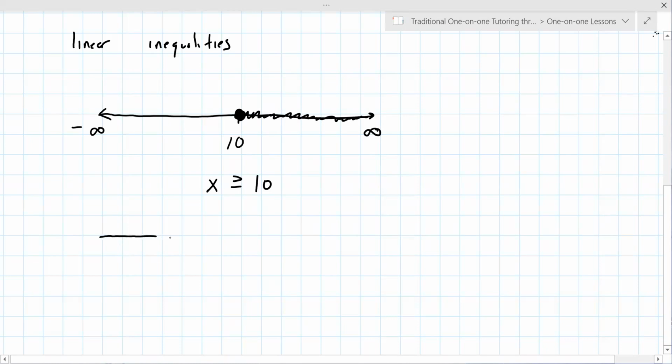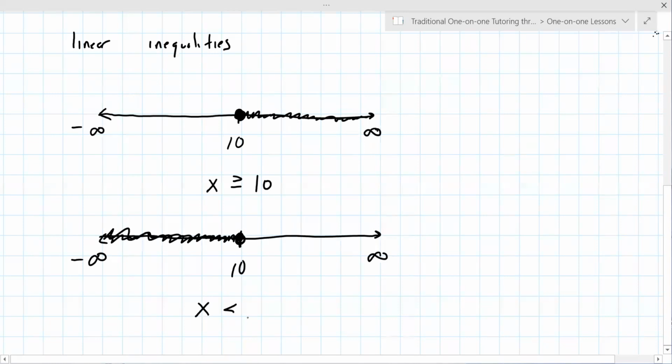Let's look at another number line, minus infinity to infinity. This time I'm going to fill in a bubble here at 10, but I'm going to go left. So this is x less than or equal to 10. Do you see the difference? Do you see how the arrow is pointing towards x? This line underneath is because this is a filled in dot. Is that clear to you? Have you seen that before?